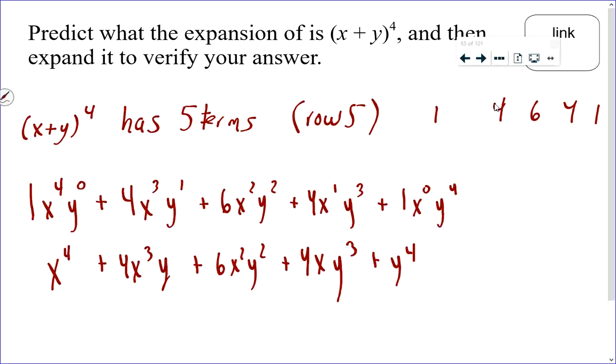You can do a double check. Do we get 5 terms? Yes. Does the first term contain x to the 4? Yes. Does the exponent on x go down by 1 each time? Absolutely. Does the exponent on y go up 1 each time? Yes. And are the numbers we put in front the numbers from the 5th row of Pascal's triangle? Yes.